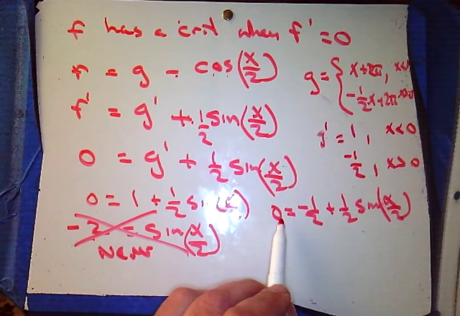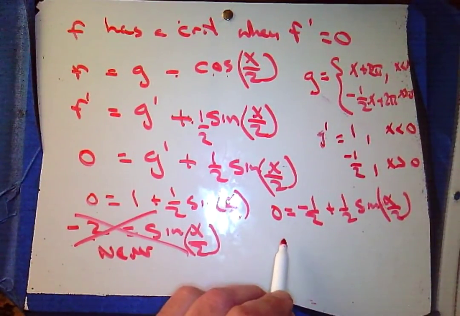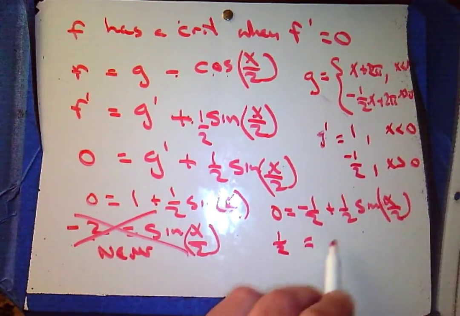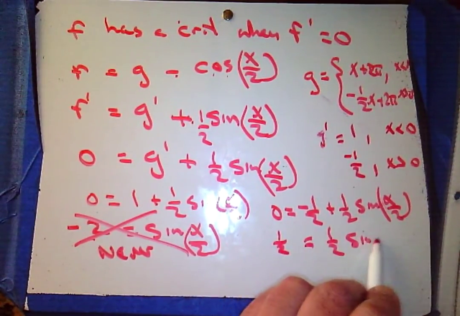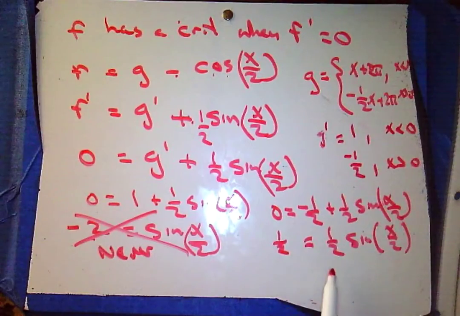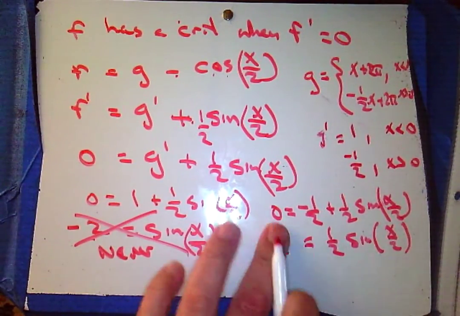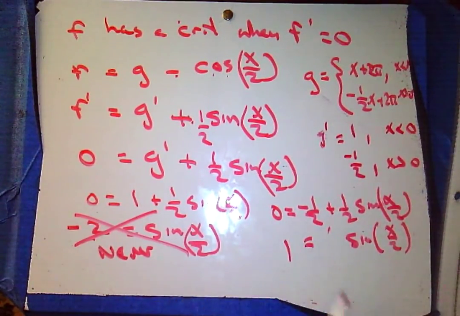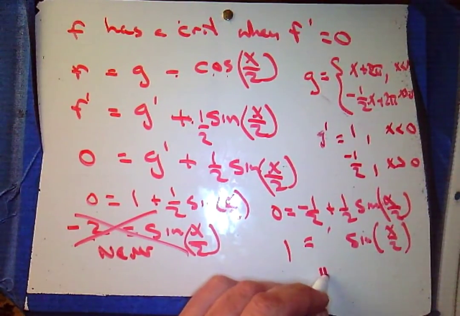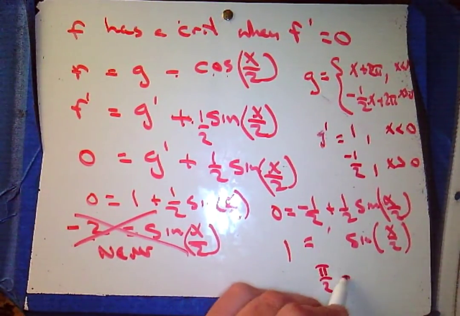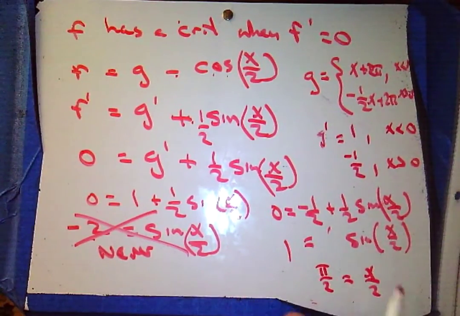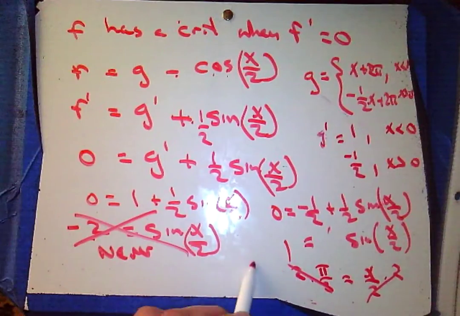So I add 1/2 to both sides, and that gives me 1/2 equals 1/2 sine x over 2. I divide both sides by 1/2, and now I've got 1 equals that. When does sine equal 1? Sine equals 1 at pi over 2. So pi over 2 equals x over 2. I multiply both sides by 2, and I get x equals pi.